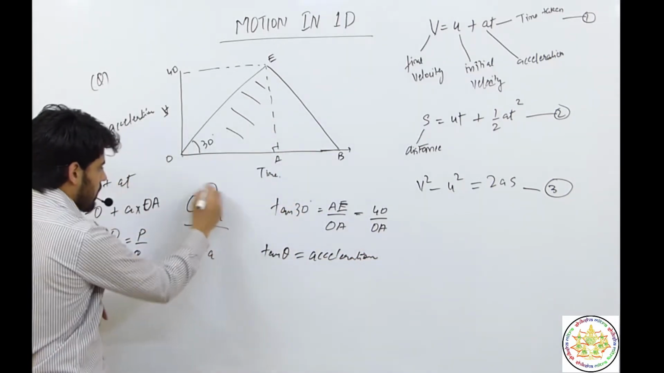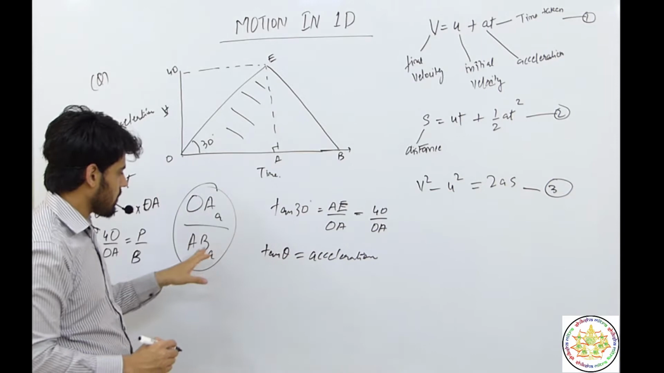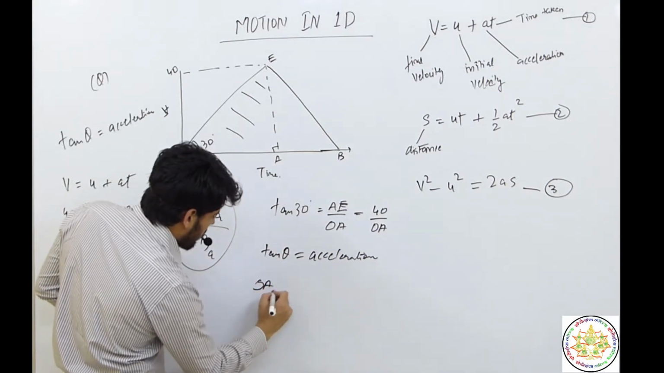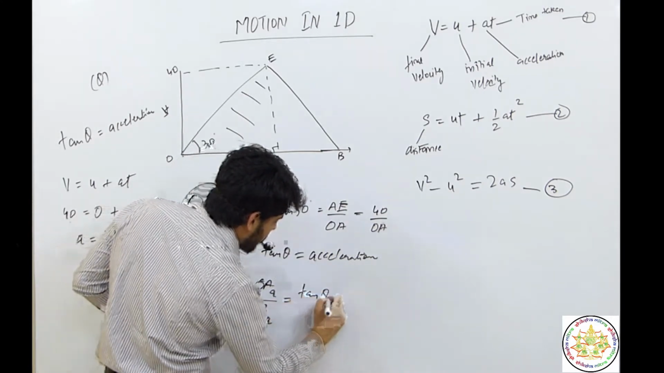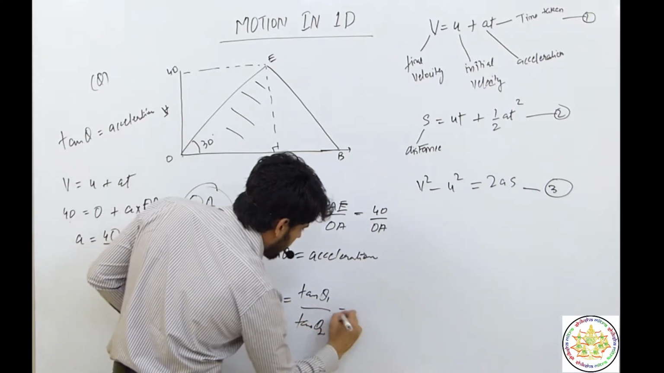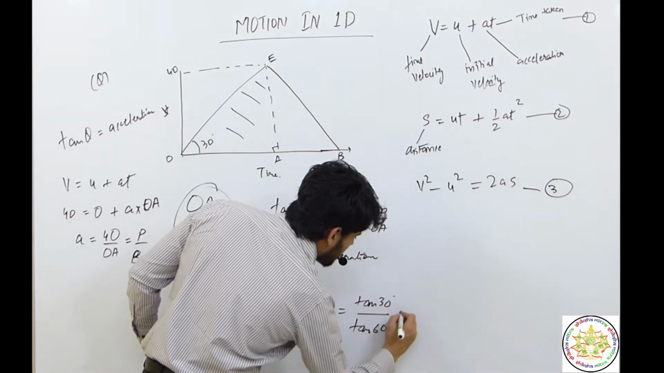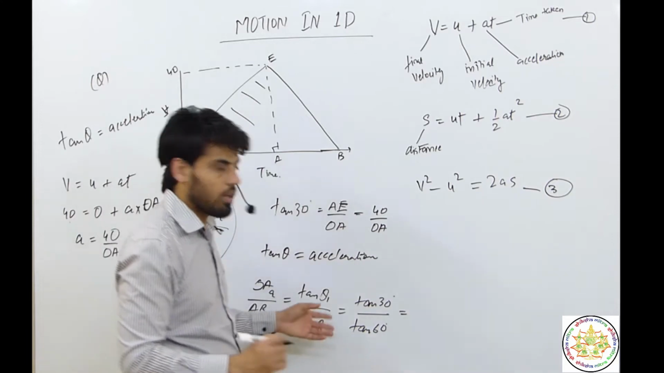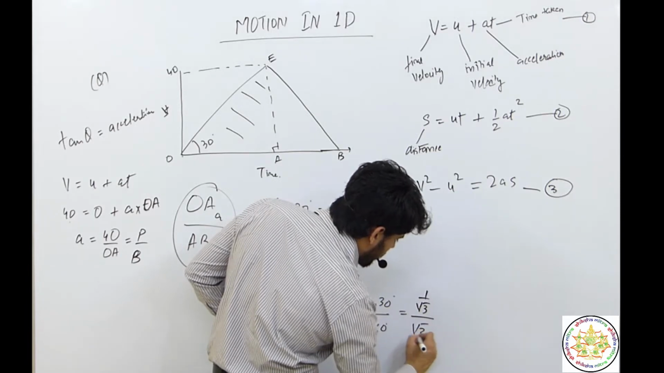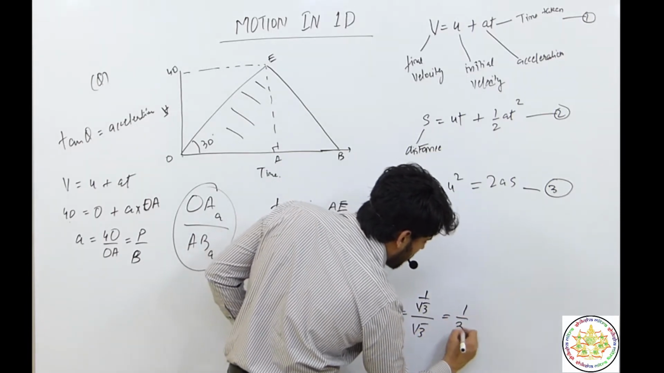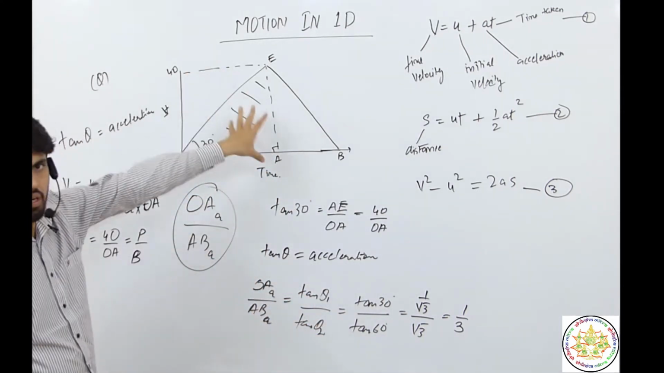What we have to find is the acceleration in OA divided by the acceleration in AB. So it's simple: OA acceleration divided by AB acceleration will be equal to tan theta 1 by tan theta 2, that is tan 30 by tan 60. And what is tan 30? Tan 30 is 1 by root 3, divided by root 3. When we solve it, the answer comes out to 1 by 3. So this is the ratio of acceleration in the two kinds of motion.